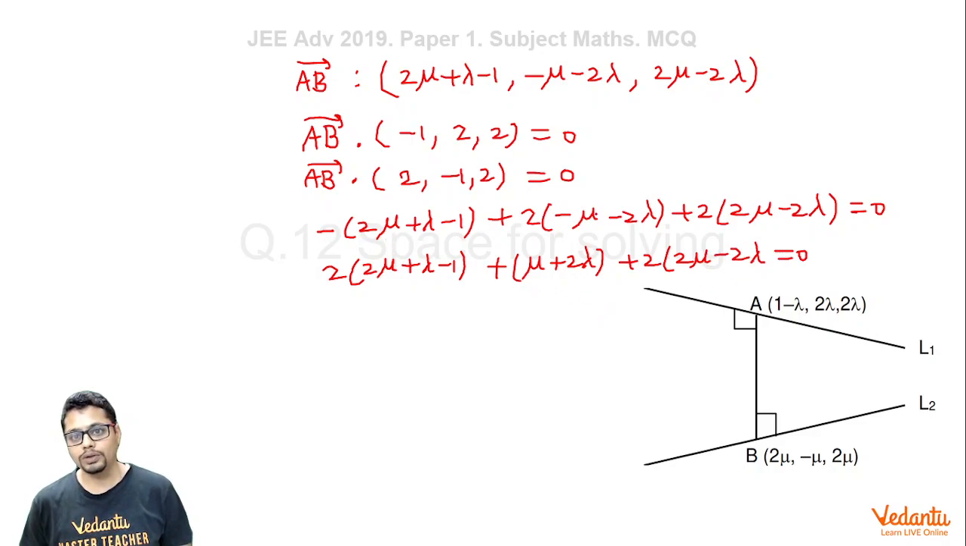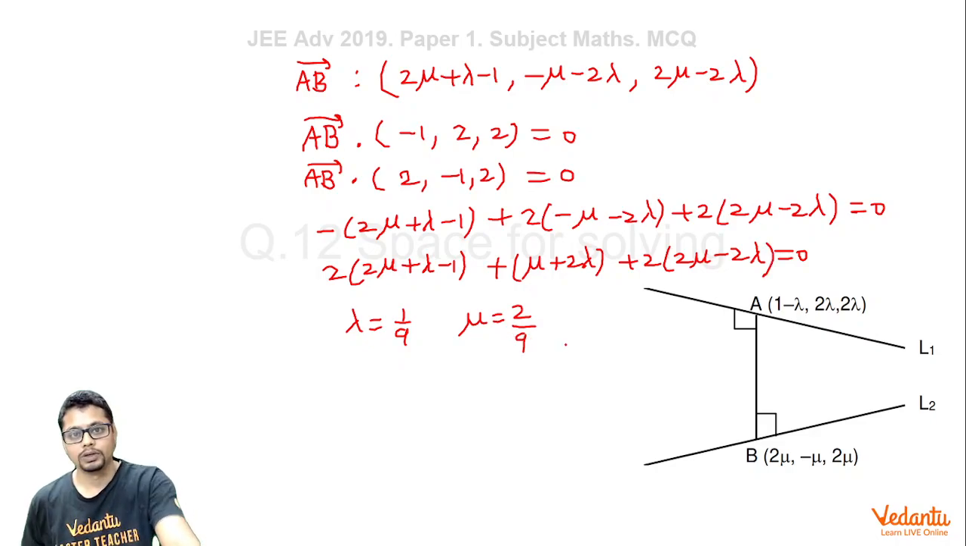Now as you solve these two equations, you get lambda to be 1 by 9 and mu to be 2 by 9. Solving these two is simpler than what you may think. In the first equation, mu terms cancel out, minus 2 mu plus 4 mu. So essentially what you get is 9 lambda equal to 1, lambda is 1 by 9. Similarly in the second equation, lambda terms cancel out, 2 lambda plus 2 lambda minus 4 lambda, and you get mu to be 2 by 9.